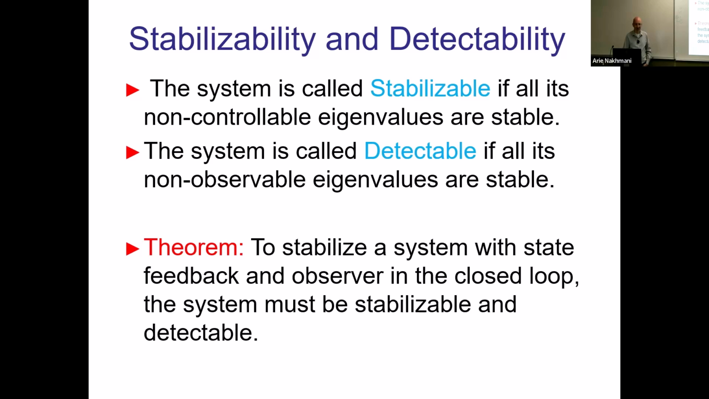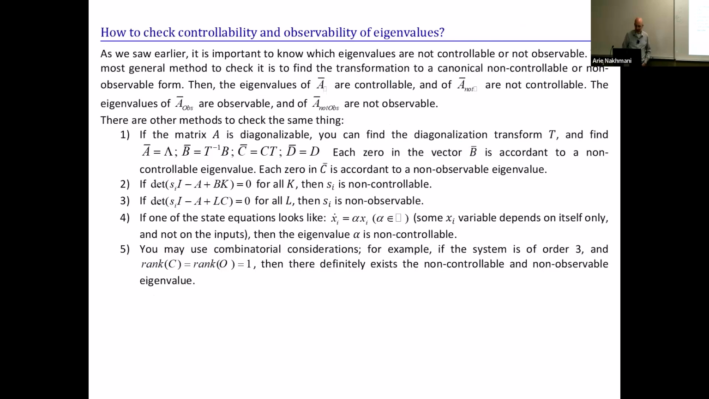Detectability and stabilizability. Again, this is just an extension of the controllability and observability properties, but a very important extension, where it actually tells us if we can do something or we can't. So a few tips and tricks, I guess.